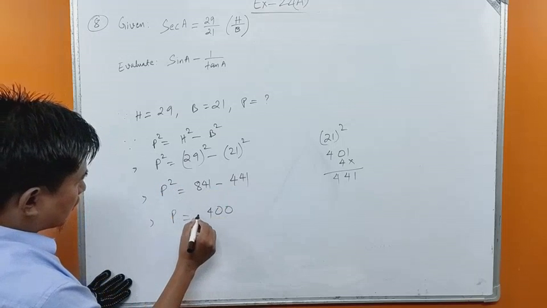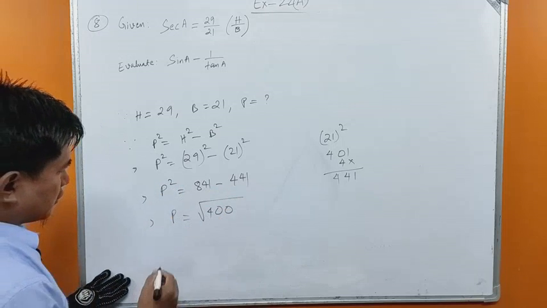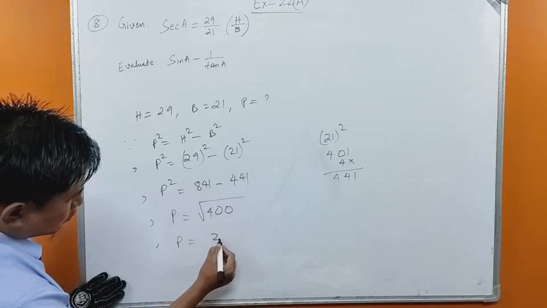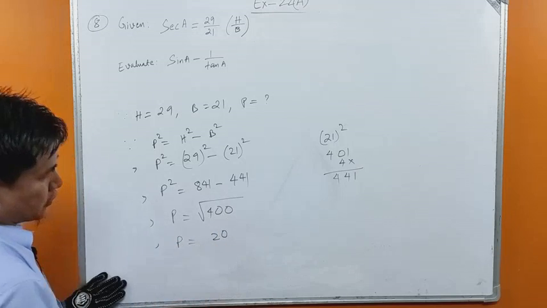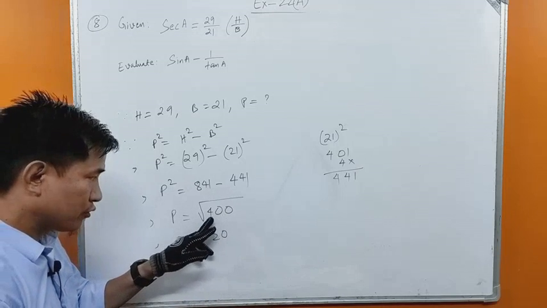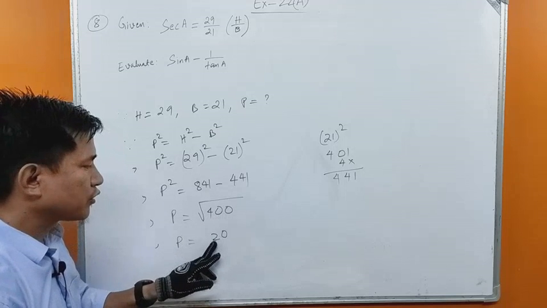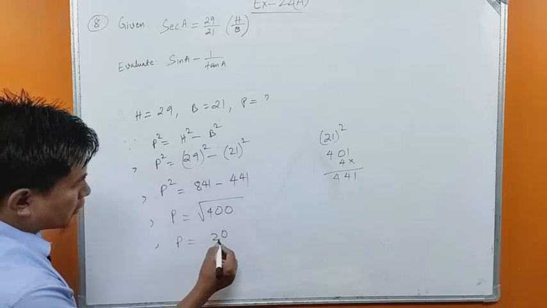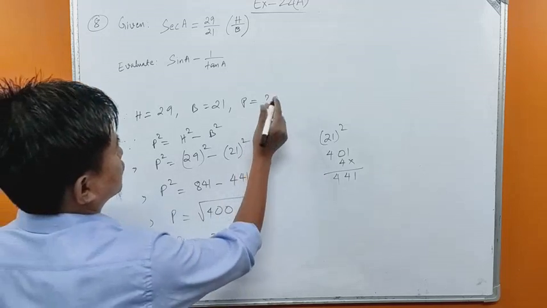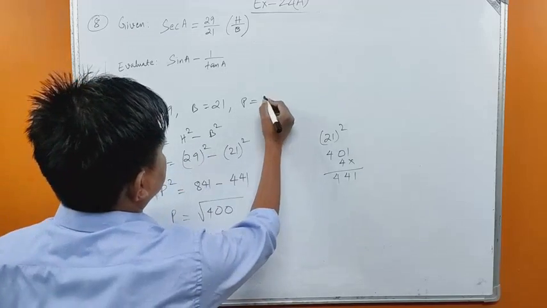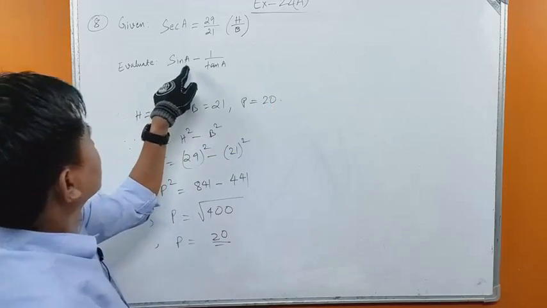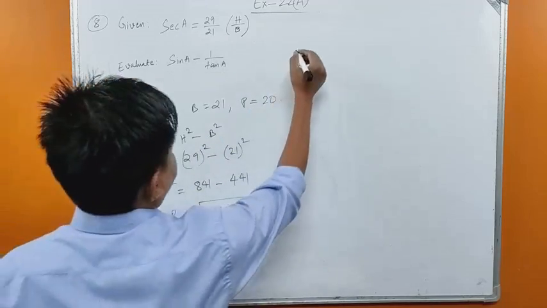The square goes to the right hand side and becomes root, so p equals root of 400. The root of 4 is 2, and double 0 root means single 0. The value of p is 20. So we found the value of p as well. Now let us find the value of sin A minus 1 upon tan A.